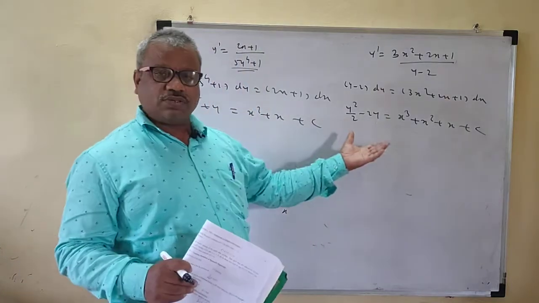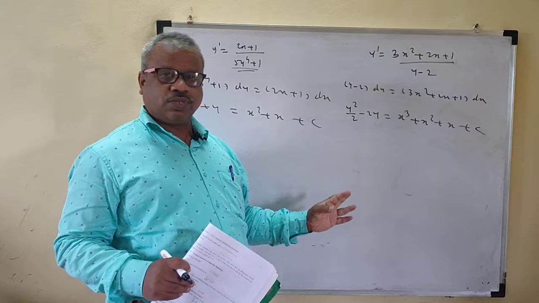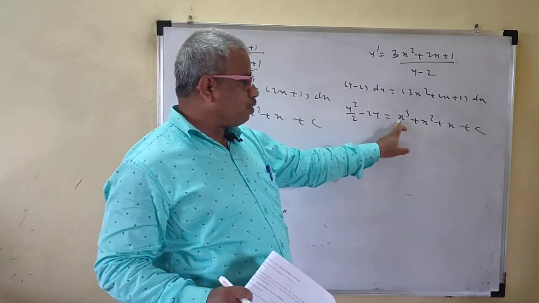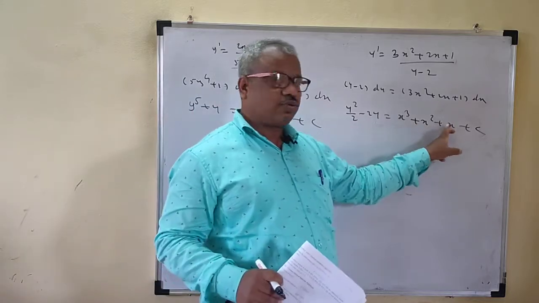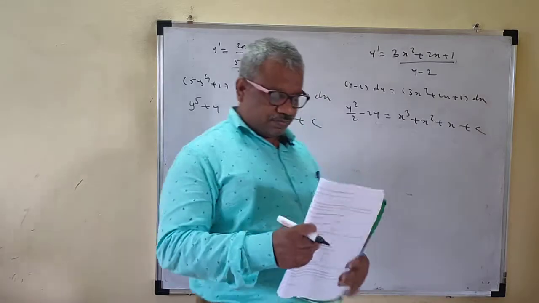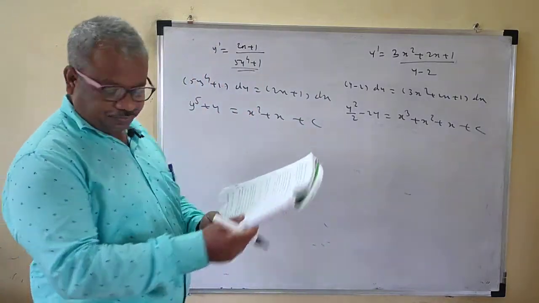In which option? So you have to look at the options. You may multiply by this y. So this is y square minus 4y, twice x cube plus twice x square plus twice x. Whatever, there will not be twice c, but twice c will be considered as c. So take care of that also.